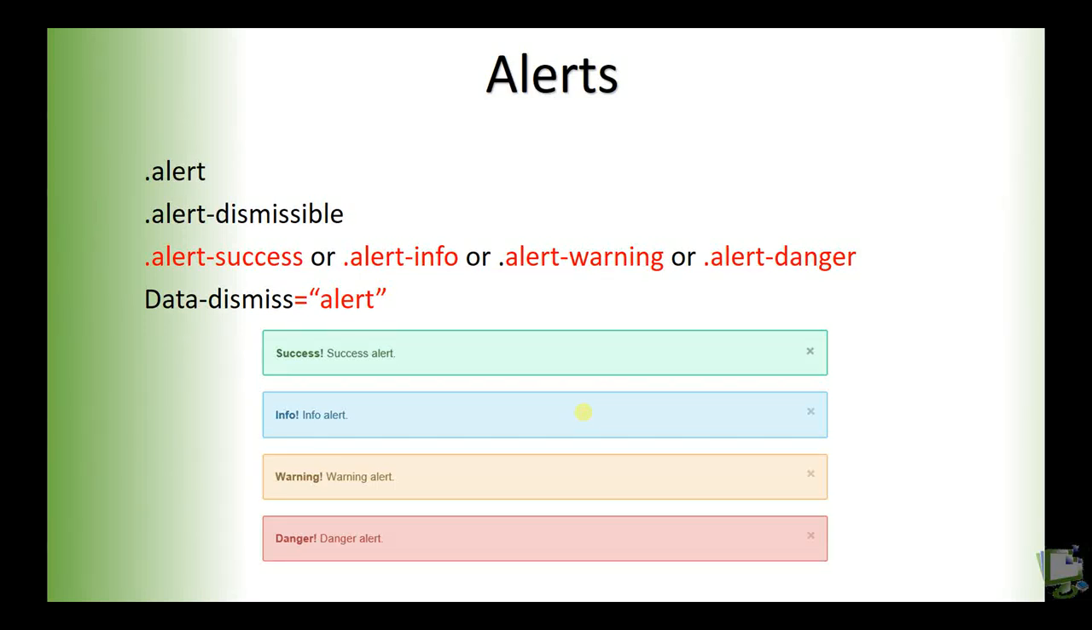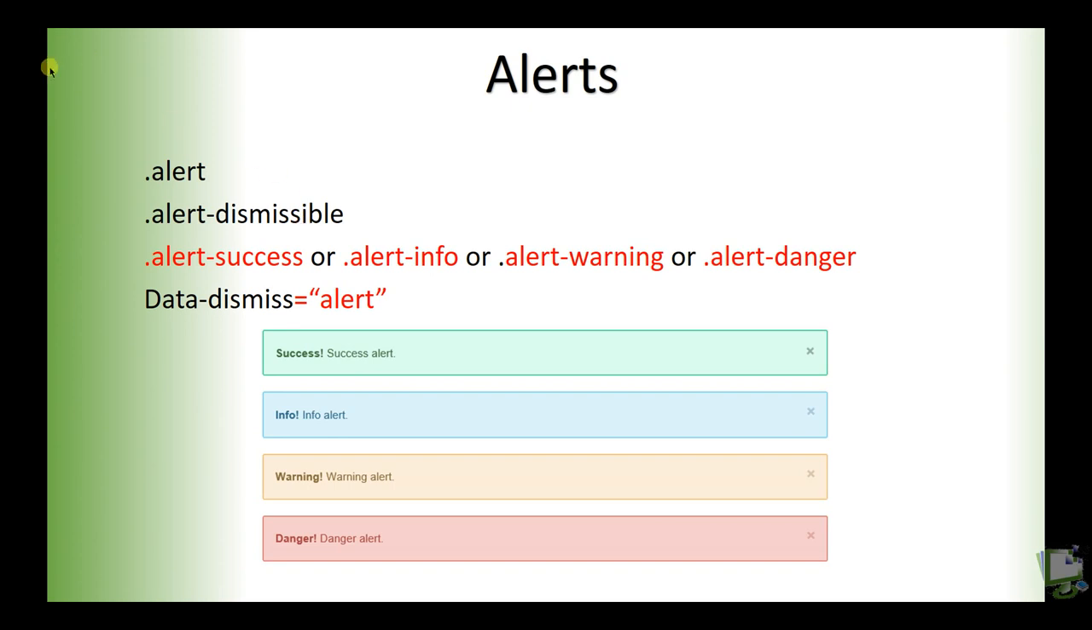Alert component is used to display a message on the screen as an alert to the end user. Bootstrap provides class alert to create an alert. Additionally, we have to define a class alert-success to create an alert of type success, or we can use class alert-info, alert-warning, or alert-danger to create the info, warning and danger type of alert.